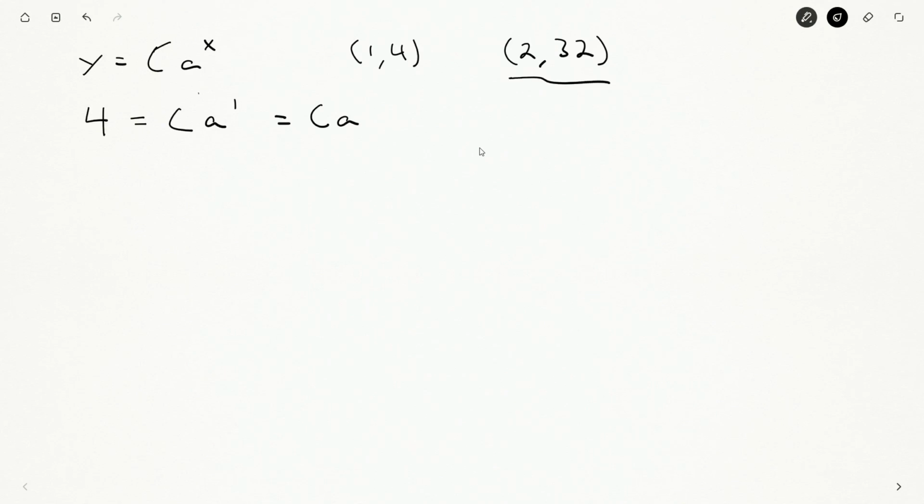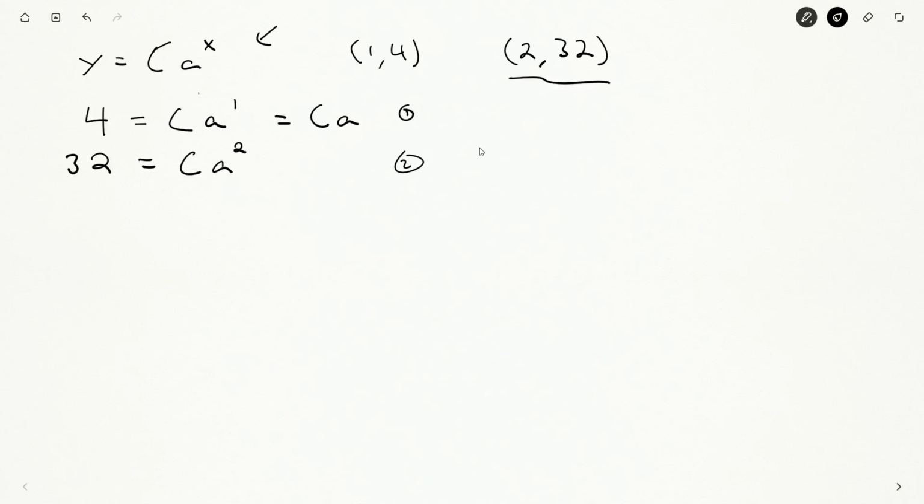Our second point tells us that 32, the y coordinate, is c times a to the x coordinate, which is 2. So we've got c a squared. I guess there really isn't a better way to write that out. All right, so we have two equations, equation 1 and equation 2, and we have two unknowns, the c and the a. To understand what this function is, we really do need to know c and a.